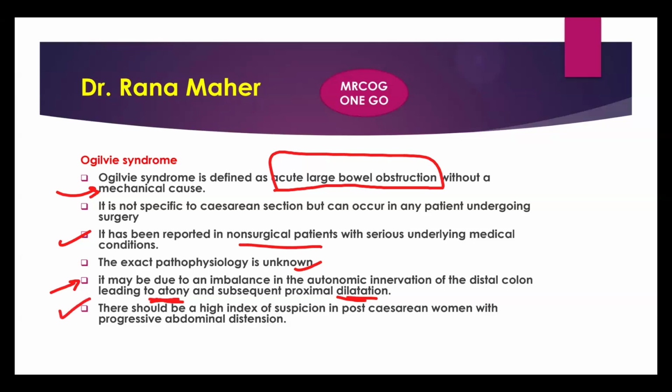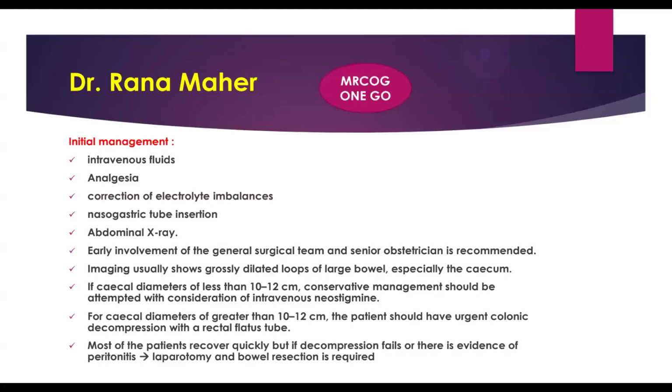There should be a high index of suspicion in post-cesarean women with progressive abdominal distension. Keep it in mind, right? That's why in the ileus, the main challenge in the diagnosis is to rule out the serious causes. We need to rule out the serious causes and then just be reassured and manage the ileus, and it will take its time. Initial management of the Ogilvie syndrome.